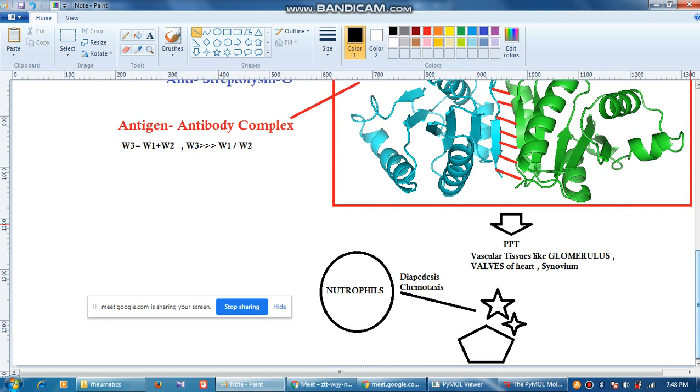But the problem here is how nephritis will take place, the inflammation. The inflammation will take place because there are neutrophils and macrophages which will look for this kind of antigen-antibody interaction. These are not natural things. They should get eliminated from the body, isn't it? So they'll try to eliminate it by what?